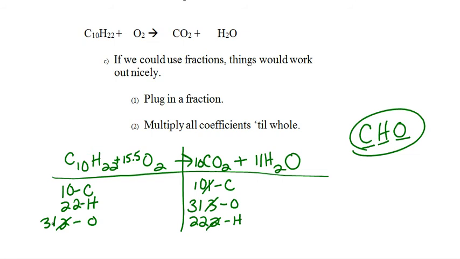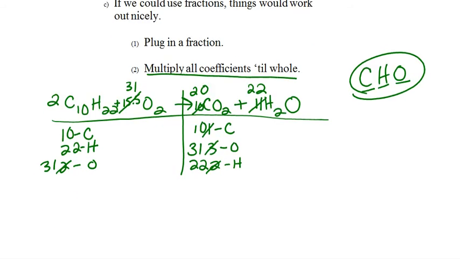Now, you will never, ever use a fraction as a coefficient in your final answer. So what you need to do is multiply all the coefficients till they're all whole. So you multiply by the simplest whole number to get to the closest whole number. And so I'm going to multiply everything by 2. So I'll put a 2 here. That makes this 31. That makes this 20. And that makes this 22. You would then go through and rewrite it out in case you had to show your final answer so it's nice and clean.